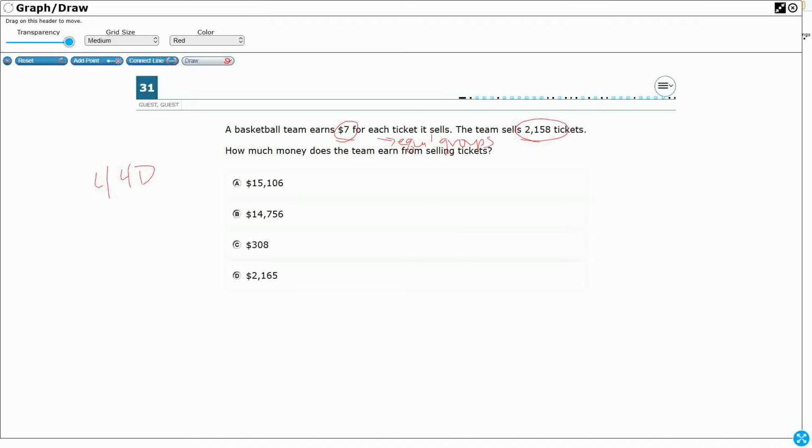And I am looking, I've got 2 parts, 2158 and 7. I'm looking for the total, which means I need to multiply. So it's just 2158 times 7. If you see that, this is just the basic skill we do in 4.4D.